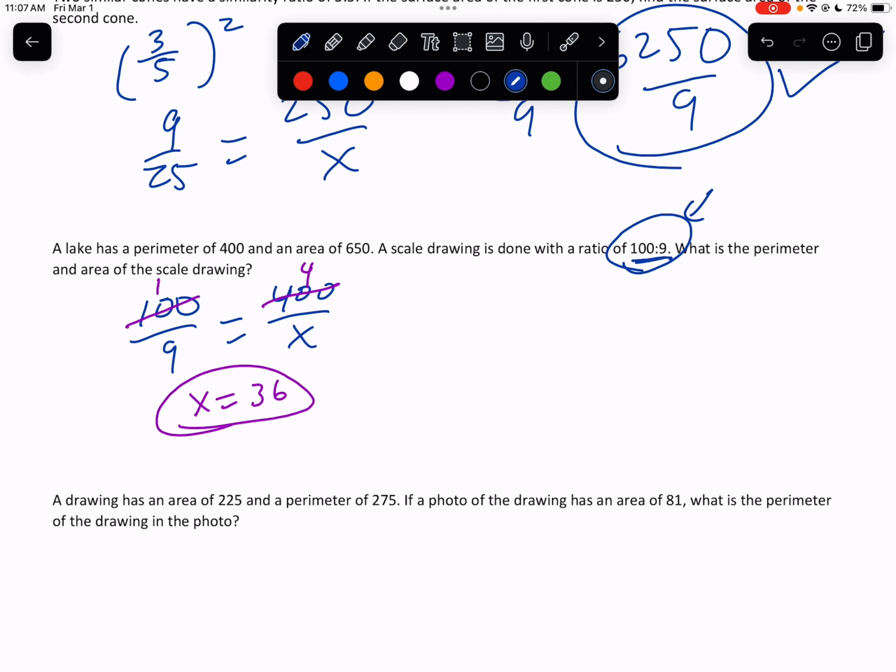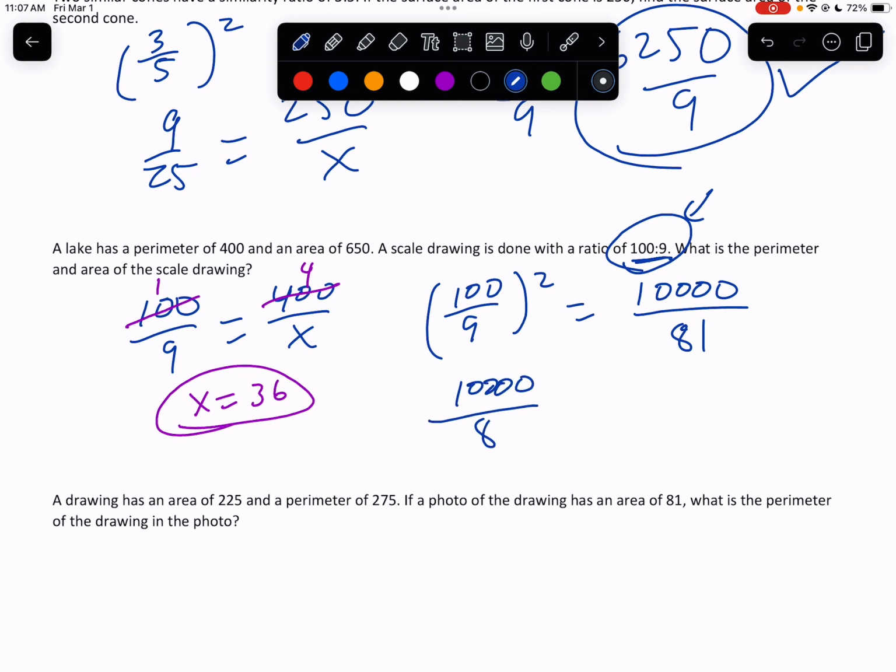The next would be squaring the ratio to work with area. So let's go back to 100 over 9. We're going to square that. That's going to be 1, 2, 3, 4 zeros over 81. So it's 1, 2, 3, 4 zeros over 81 is going to equal the area we have, 650, over what we want. So we reduce horizontally. That doesn't work out. I'm going to type this in. 1 with 4 zeros over 650. That reduces to 200 over 13.